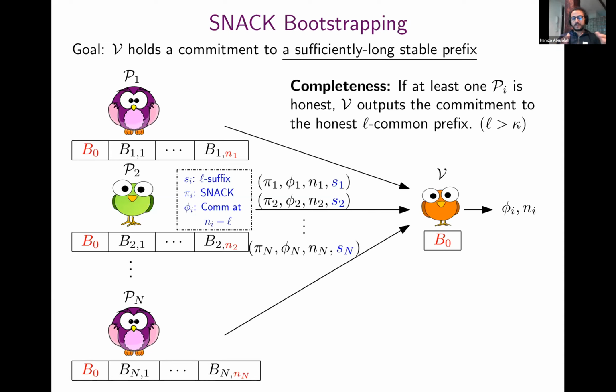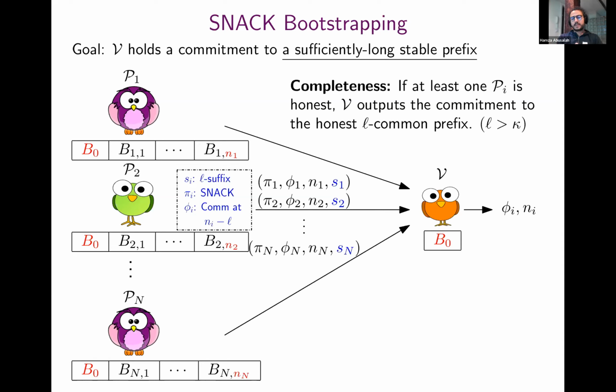This is a blockchain that is labeled like I showed before, and you can generate a SNACK proof for it generically. And that will be the honest proof. And what does the verifier get from this proof? Completeness says if at least one of these provers is honest, then the verifier will end up outputting a commitment to the honest L common prefix of the blockchain.